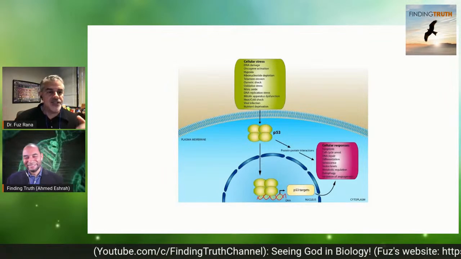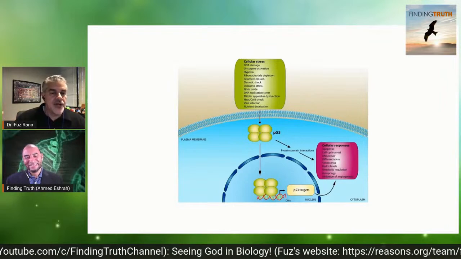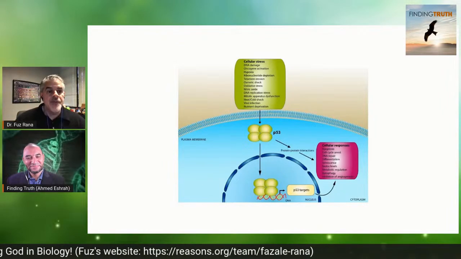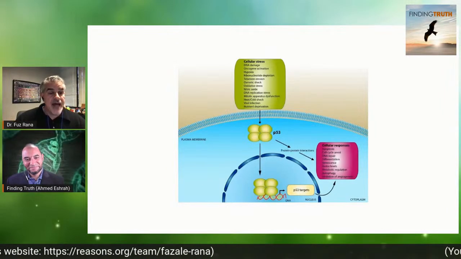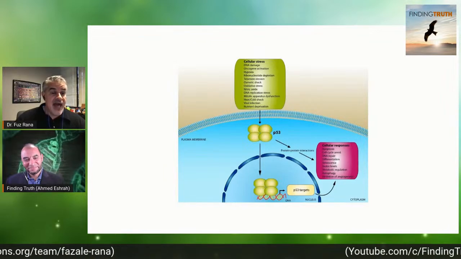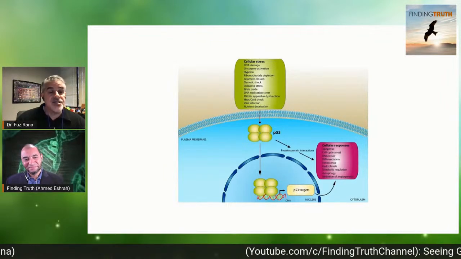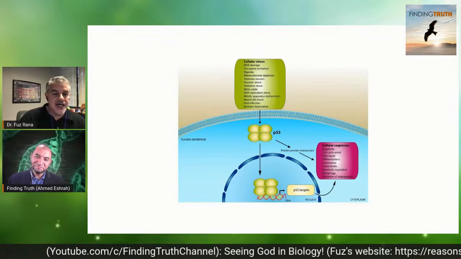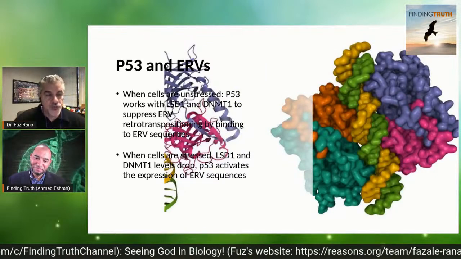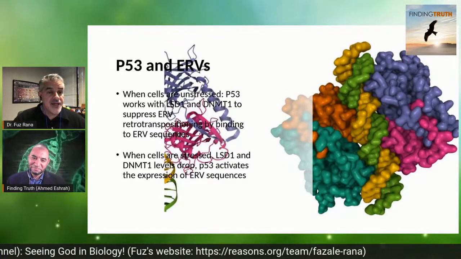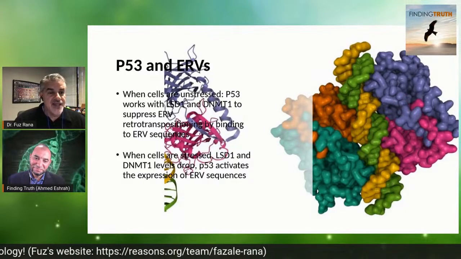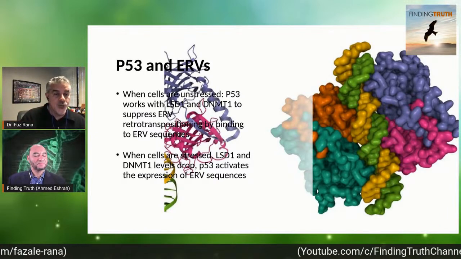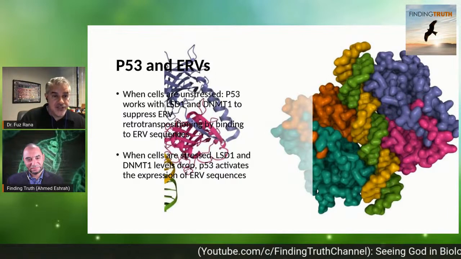Its nickname is the guardian of the genome. It carries out all kinds of activities that protect the integrity of the genome. Because if the P53 protein is disabled, then the genome loses its capacity to retain its integrity, and that leads to carcinogenesis, tumor formation. And it turns out that one of P53's roles is to suppress the expression of ERVs. And of course, that prevents retrotranspositioning from happening, which can be highly disruptive to the integrity of the genome.